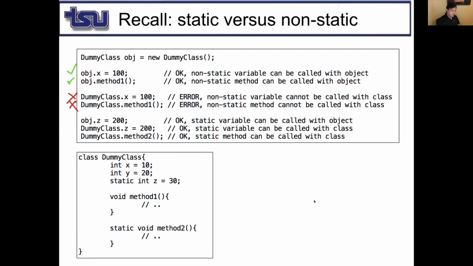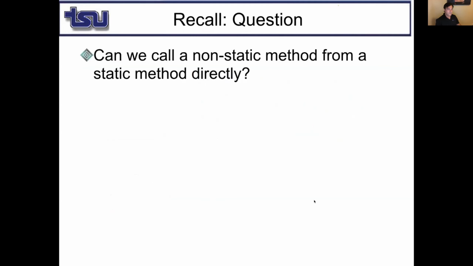However, this is okay. Z is static. Static can be referred with object name. Static can be referred with class name. And method 2 is static. And it can be referred with what? Of course, class name. So I hope you feel comfortable with this.